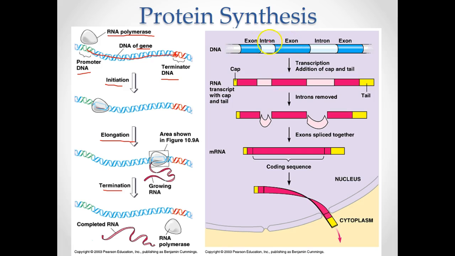What do we do? DNA contains sections that are needed and sections that are not needed. Sections that are needed are called exons, and sections that are not needed are called introns. Introns will be cut out and will be removed, as you can see these sections right here are doing. Introns cut out and are kept in the nucleus. That's the way I remember it.